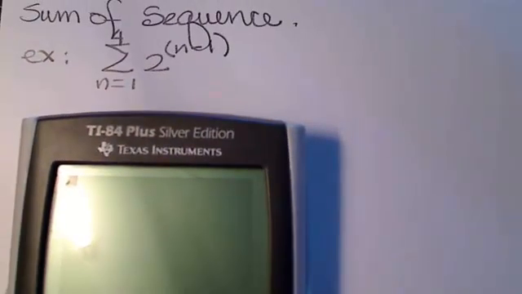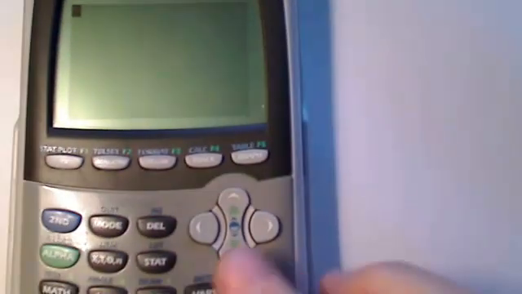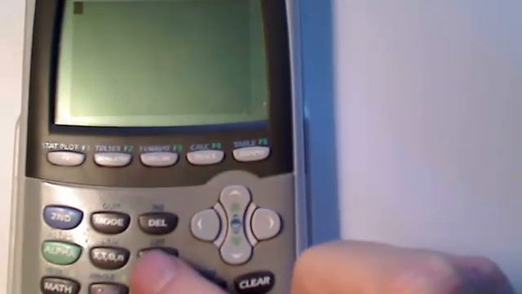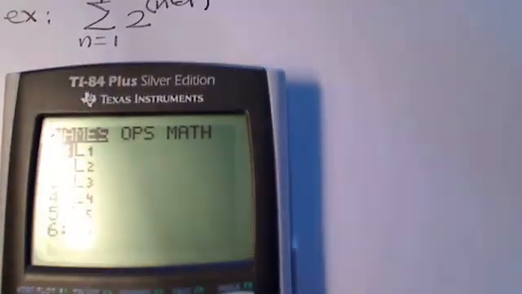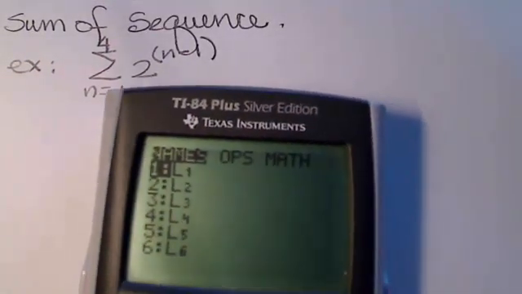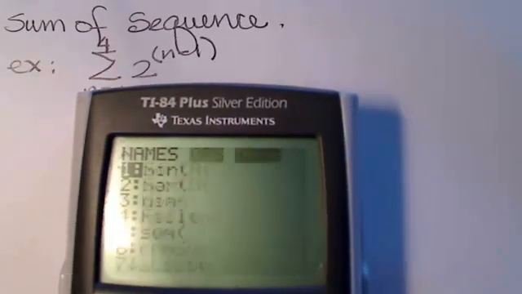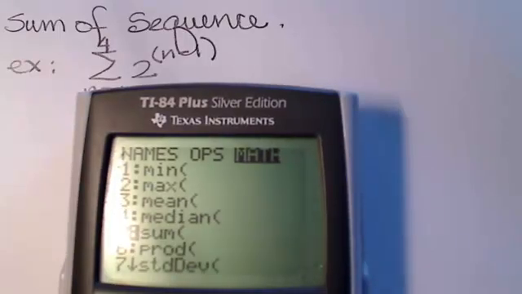Now, to do the sum of a sequence, we're going to consider the sequence as a list. So what you have to do is find the sum function, which is located under the List menu, which is the blue word above Stat. So I go 2nd List. Here you see my lists, and I'm going to right arrow over to the Math menu, and there you see number 5 is sum. So you can either push 5 or down arrow to sum and push Enter.